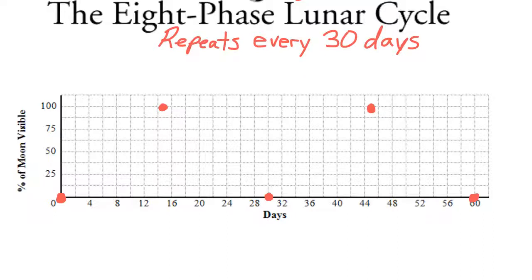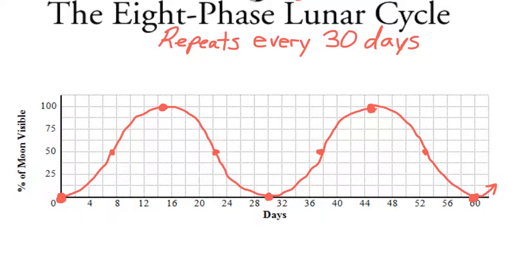Halfway between a new moon and a full moon, you'll see 50% of the moon. Halfway between the full moon and the next new moon, you'll see 50% of the moon again. And the pattern repeats. So you can see, if I draw a smooth curve through this, I have a nice wave-looking function. And I can extend this graph for an infinite amount of time to make predictions on when the next full moon or when the next new moon is going to be.